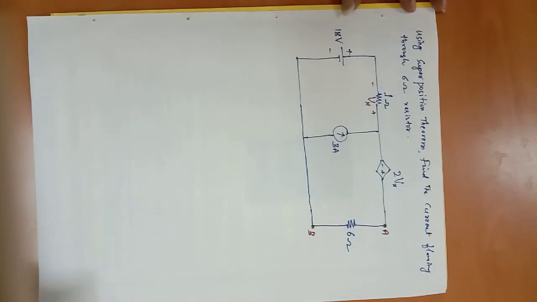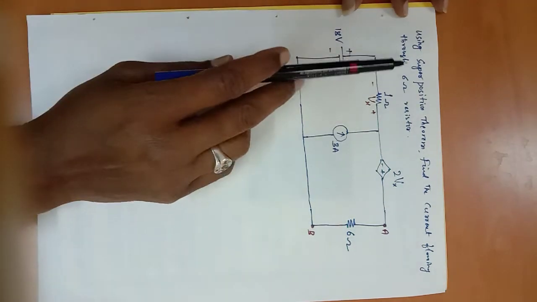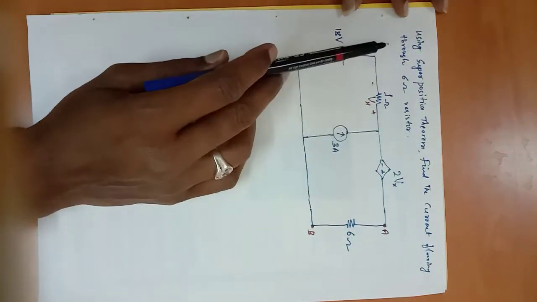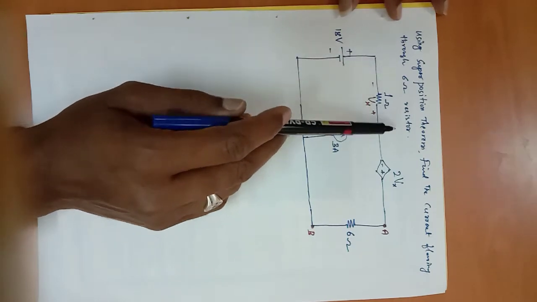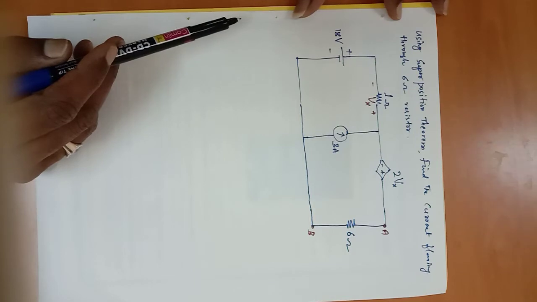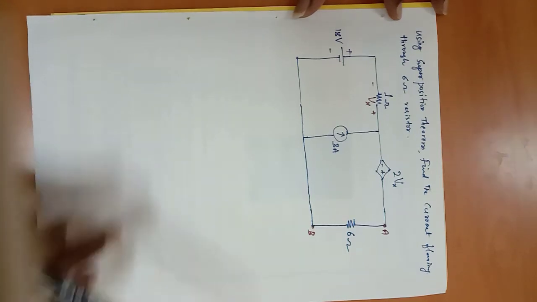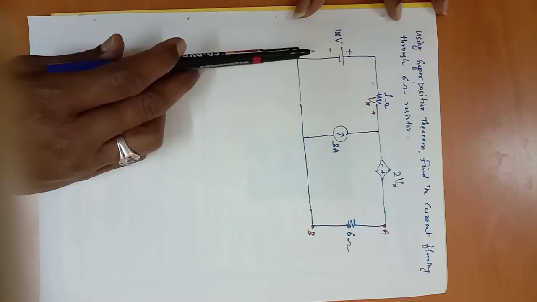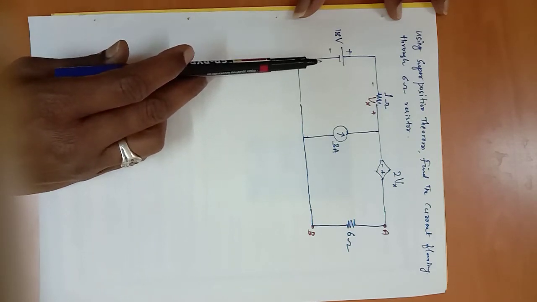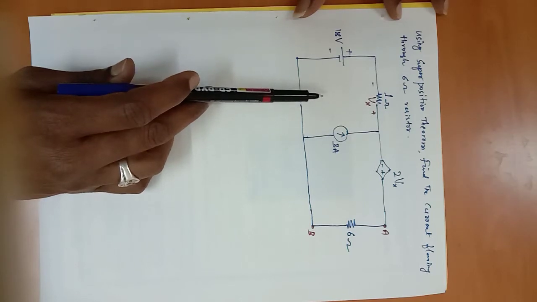Dear all, let us continue the problem on superposition theorem. Using superposition theorem, find the current flowing through the 6 ohm resistor for the network shown. When we are applying superposition theorem, we need to consider only one independent source in the given network, and we have to make all the remaining independent sources zero. This is the concept of the theorem.